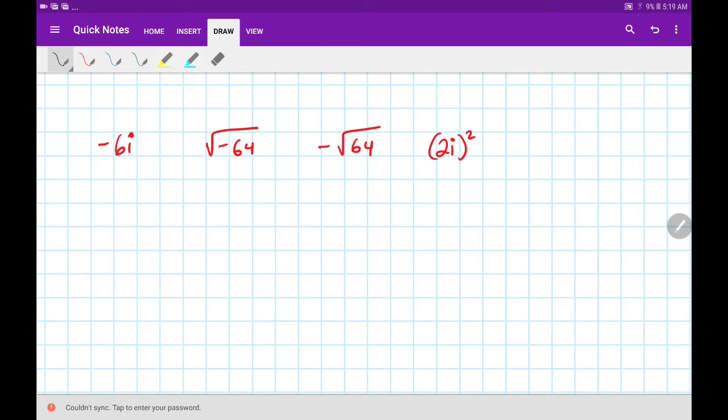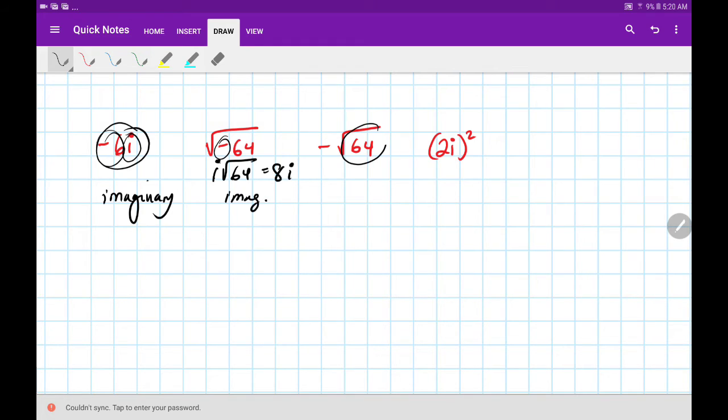Okay, so the first one you should have chosen imaginary because that i does not go away. It's just a real number times i. The second one you should have also chosen imaginary. Since it's inside the square root, that turns into i. And then the square root of 64, which is actually 8i. So that one's imaginary. This one you should have recognized. My negative is outside, so it's actually just a negative real number, negative 8.